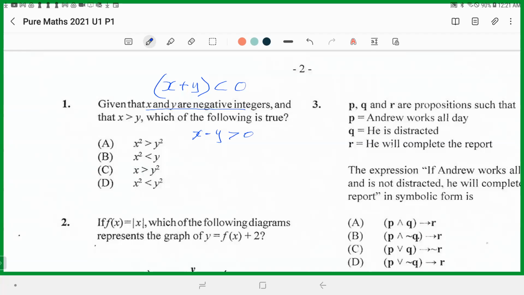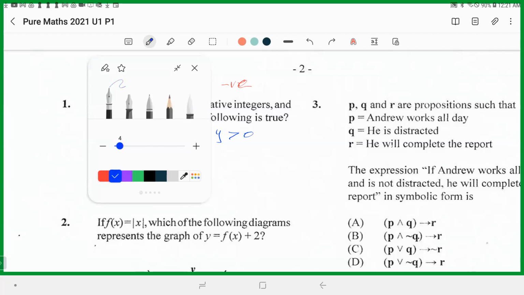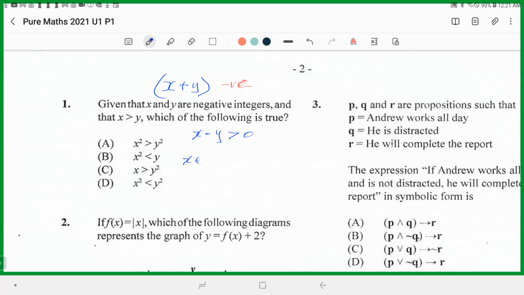And so if I multiply x plus y times this inequality, I will have to reverse the inequality sign because I'm multiplying with a negative value. When you multiply an inequality with a negative value, you have to reverse the inequality sign. So this is what I would get. I would then get x plus y times x minus y. The sign has to be reversed because I'm multiplying with a negative value, less than 0.